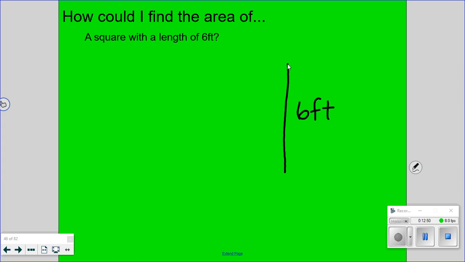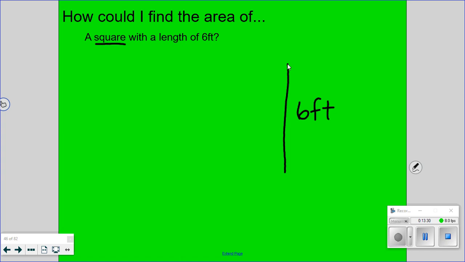Now, I noticed that they didn't give me a width. Maybe it's both. So, let's look for some other clues. Are there any other clues in this sentence that might help me out? Oh, what you thinking? It's square. Is that helpful to know that I'm making a square? Why is that helpful, Cole? Because you don't know if it could be a rectangle, a rhombus, or whatever. So I need to know that's a square.